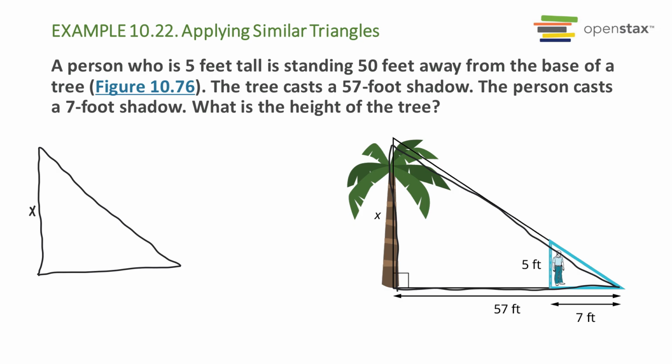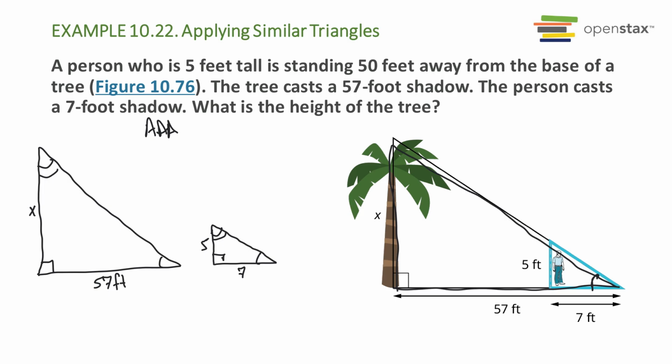This big triangle has a side of x, 57 feet, and whatever the hypotenuse is. We don't really care about the hypotenuse. And then the little triangle is the person who's 5 foot tall casting a 7-foot shadow. They share an angle here, and they're both right angles. If these two angles are the same, then the third angle must also be the same. So that gives us angle, angle, angle. If three angles are the same, then they are at least similar. So these are two similar triangles.